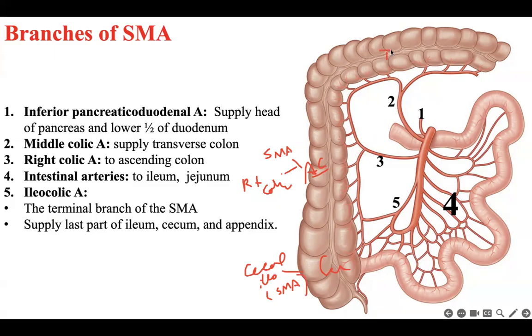What is the arterial supply of the transverse colon? The transverse colon is the connection between the midgut and the hindgut. So the transverse colon has two supplies: the SMA for the right two-thirds and the IMA for the left one-third. So the transverse colon has a double blood supply, SMA and IMA.